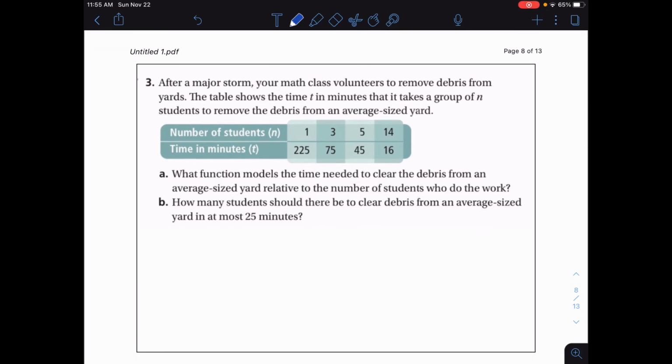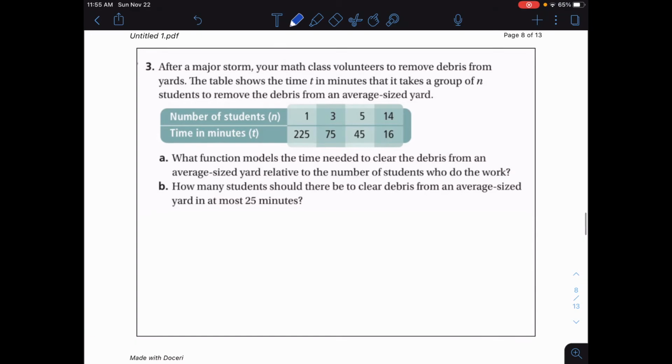So here, after a major storm, your math class volunteers to remove debris from yards. The table shows the time t in minutes that it takes the group of n students to remove the debris from an average size yard. So once again, as the student number goes up, the time decreases. What we want to do in a problem like this is find k, because this is a very inverse relationship. We'll find k, write our function in terms of that, and then solve accordingly.